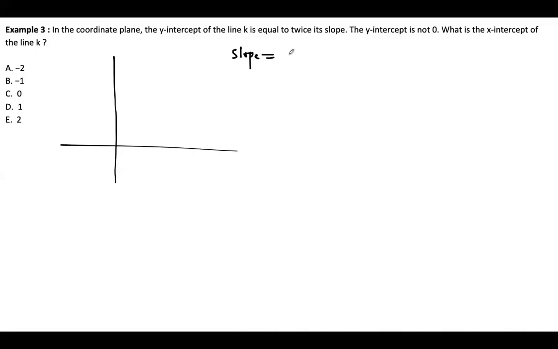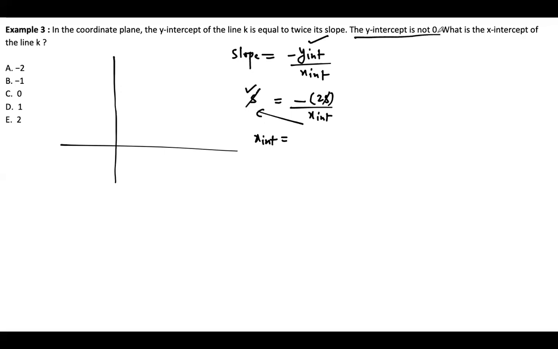In the coordinate plane, the y-intercept of the line k is equal to twice its slope. The y-intercept is not 0. Okay, so slope is minus of y-intercept upon x-intercept. Let's say the value of slope is s, so y-intercept is 2s, divided by x-intercept. If I take x-intercept on the left, can I cancel s and s? Yes, minus 2. Because y-intercept is not 0, x-intercept comes out to be minus 2. What is the x-intercept of the line? Minus 2. Not that difficult a question.